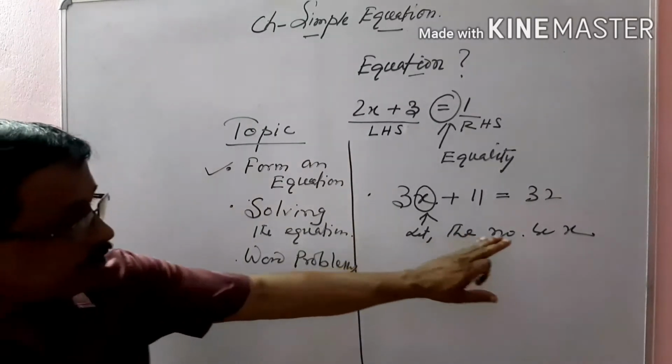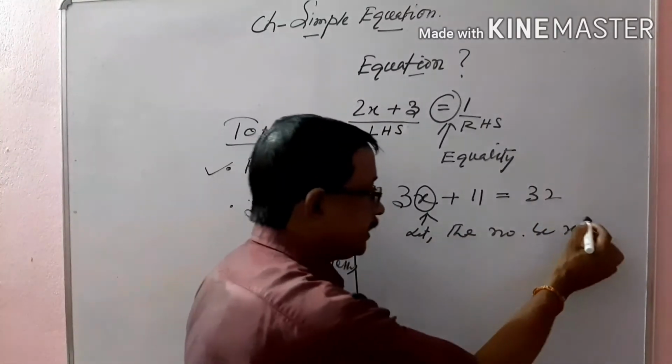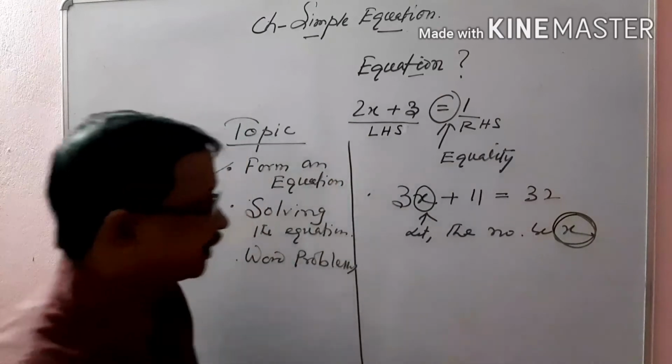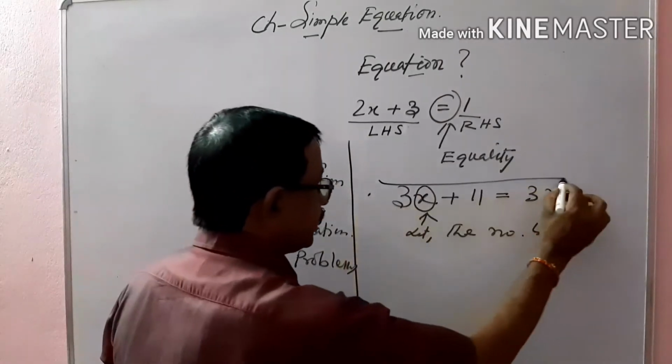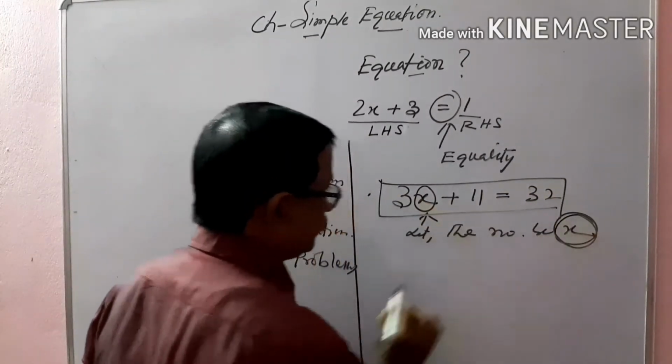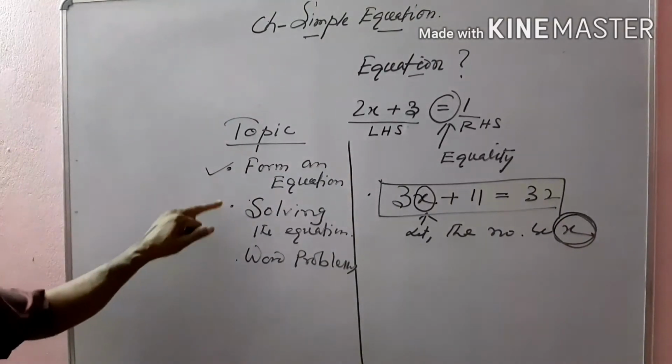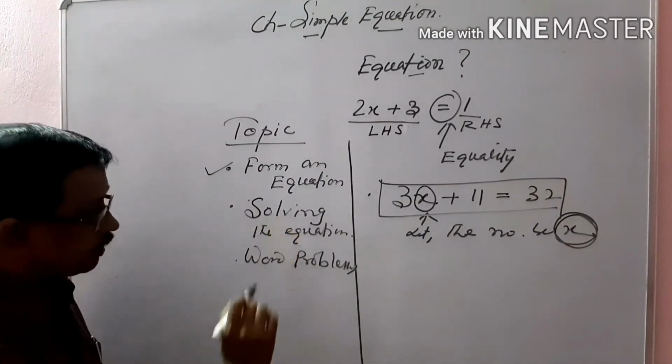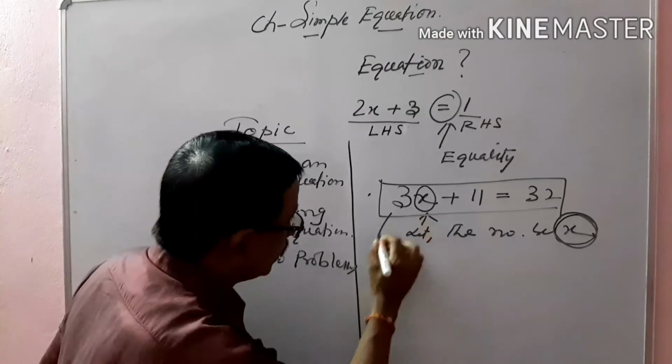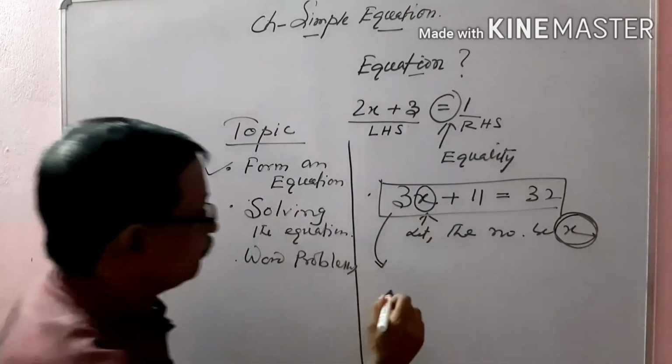So why have we taken x? Because we know that x is a variable form. So this way we can form an equation on the basis of the statement. Now the next point is, how do you solve? The same one we are going to solve.